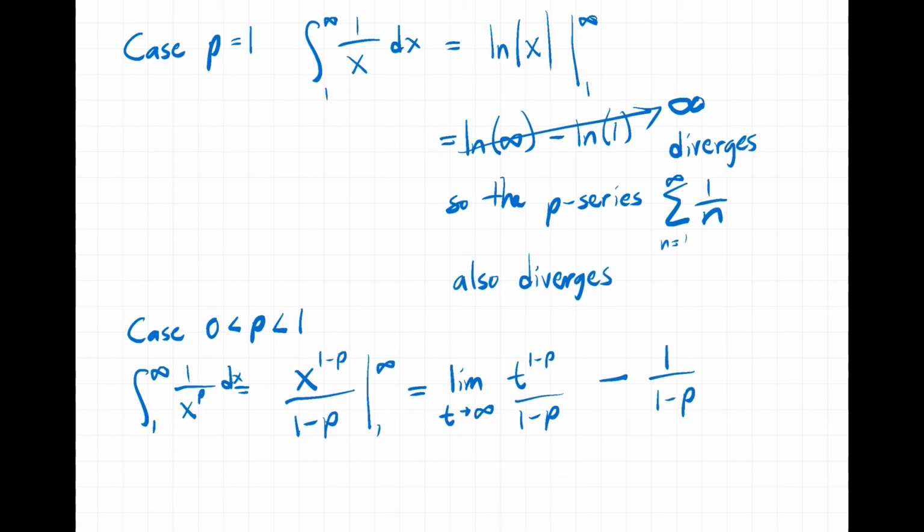Well, this is very important. Because p is less than 1, 1 minus p is positive. And since 1 minus p is positive, that means we're having t to a positive power and letting t go to infinity. That means this whole thing is going to be infinity. So this again diverges. And therefore the p-series diverges.